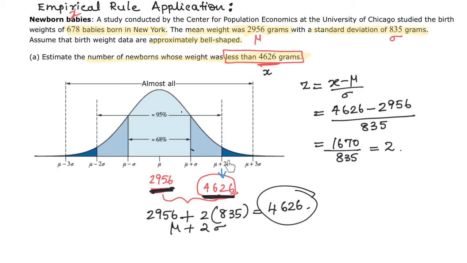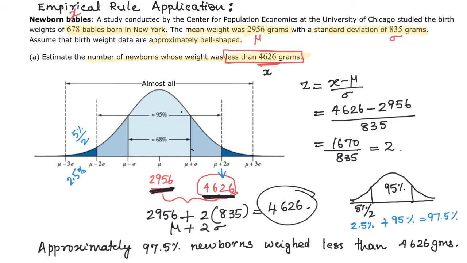The sum of these two areas will be 5%, because the total is 100%. So if this is 95%, the remaining will be 5%. This is just half of that, so 5% divided by 2 is 2.5%. So 2.5% plus 95% is 97.5%. So 97.5% of the newborns weigh less than 4626 grams.